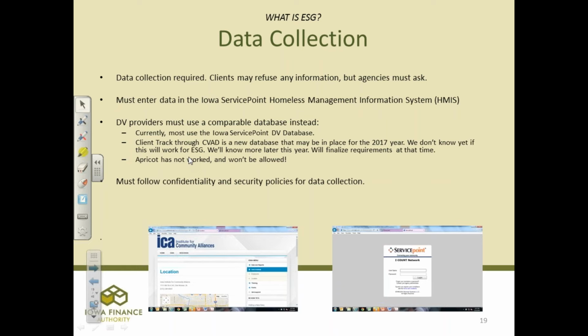Apricot is another database that some DV agencies use this year, and it has not worked. Those poor agencies trying to use it. It just has not worked well at all this year. It cannot produce the required reports, so it really is not an option for next year. Please do contact me if you have concerns there. But that's just where we're at. We need to be able to meet HUD's reporting requirements. So that's how we see data collection happening this next year.